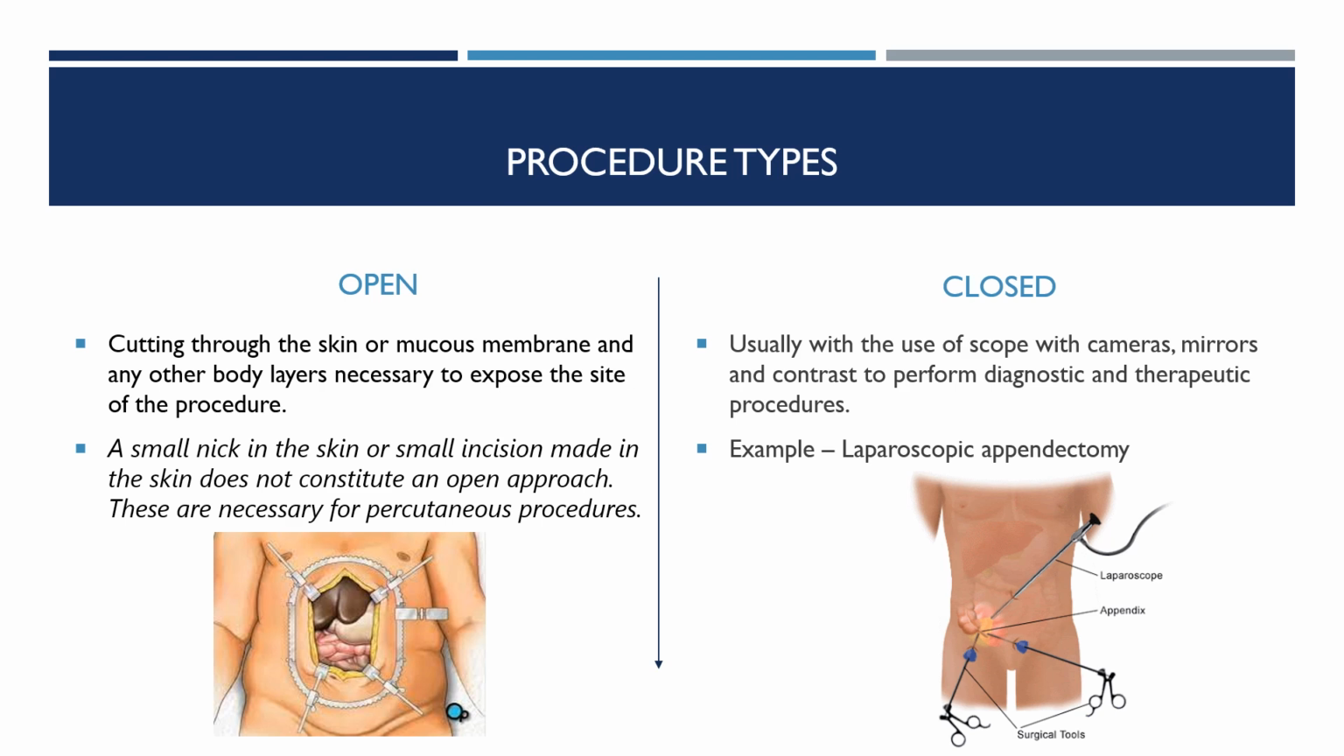And for closed, it usually uses a scope: endoscopy, laparoscopy, etc. Two or three small cuts will be made, the scope will be inserted, and the procedure will be done. An example is laparoscopic appendectomy. Usually for an open operative procedure the recovery time will be more, and for a closed approach the recovery time is very little.